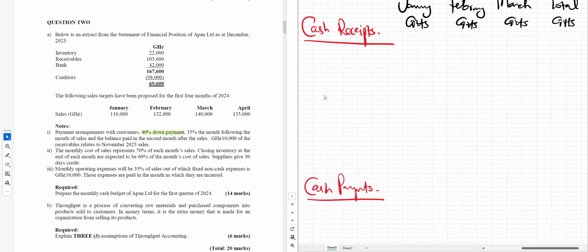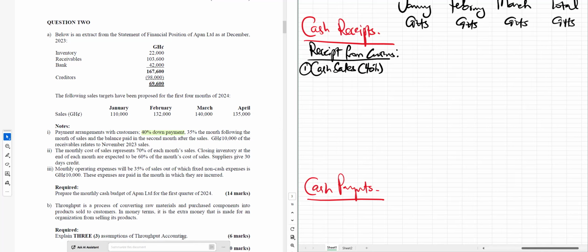It is. So for me, this is what I do. That 40% down payment, I'll record it as cash sales. So under receipt from customers, I break it down into two. The down payment, which is the cash sales, that one is straightforward. It's 40%, so I record it because it's cash, so that I get easy marks. That 40% down payment for January is cash sales because you are paying immediately.